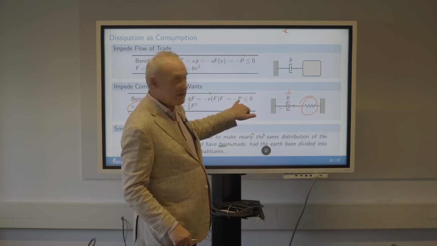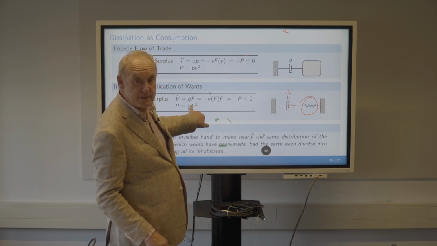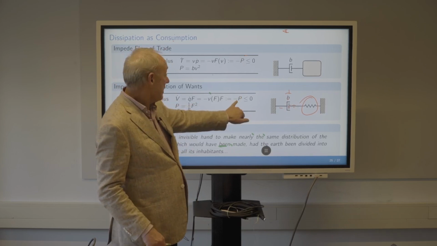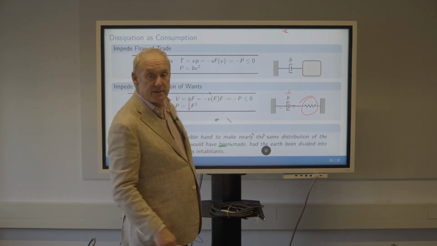But all of these are positive. These p's are positive, right? Look at it. Those are the square, right? This is a positive number. This is a square. It's got to be positive. So that means this thing is decreasing.